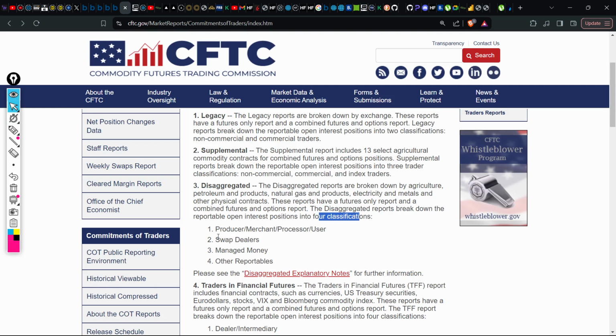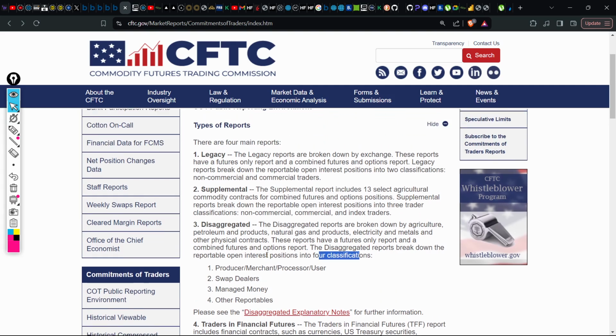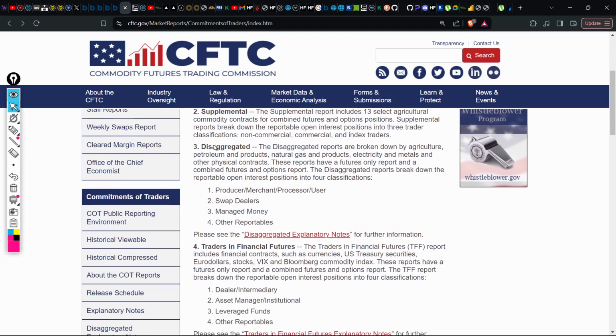There are only 3 main categories here: producer, merchant, processor, user, swap dealers, and managed money. So you can see already, even just from the definition, there is a difference in what you are supposed to look at. If you look at the legacy report, the classification will be 2 main ones: non-commercial and commercial traders. But if you look at the disaggregated report, which is where metals such as gold are usually contained, you will find 3 main categories: producer, merchant, processor, user, swap dealers, and managed money.